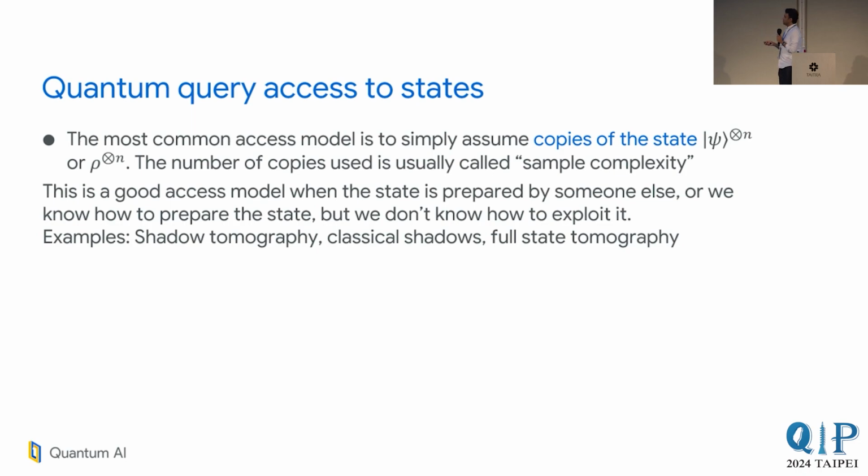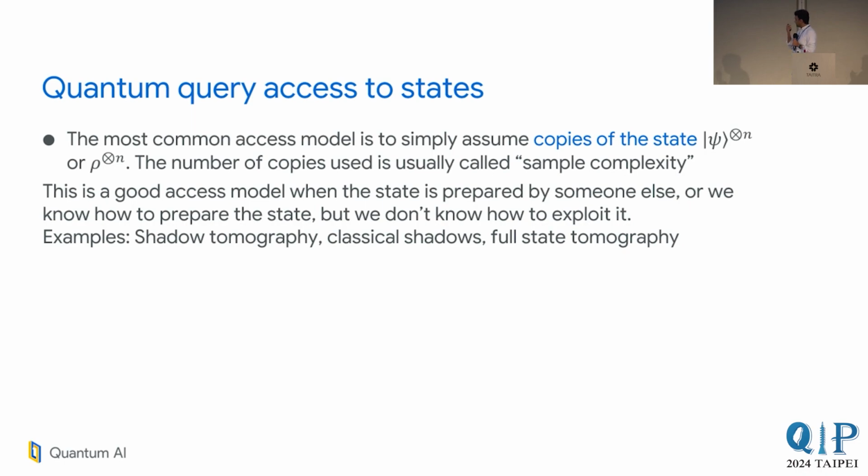So many quantum algorithms, if you're familiar with any of these, shadow tomography, classical shadows, full state tomography, will generally assume that you have many copies of a quantum state and you want to learn some properties of it. Like in shadow tomography, you want to compute a set of observables. In full state tomography, you want to write down a classical description of this quantum state. So this is quite reasonable.